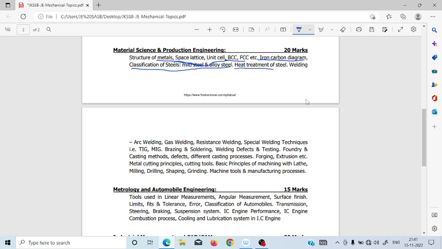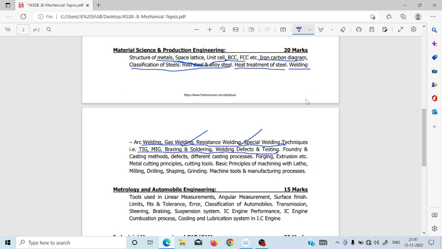We'll discuss the heat treatment of steel. We'll discuss annealing, carburizing, etc., which are the heat treatments done in steel. Then we'll move on to welding, in which only arc welding, gas welding, resistance, special welding techniques like TIG, MIG, brazing, soldering are there. And we do not have solid welding techniques. Then we'll move on to welding defects and testing.